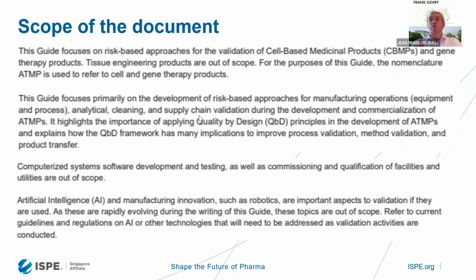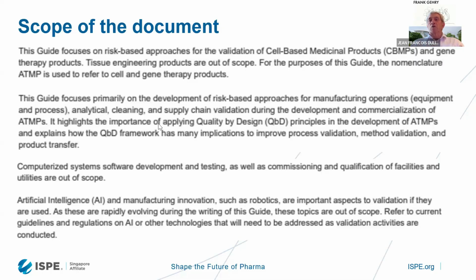So the scope of the document focuses on a risk-based approach. And now more and more everywhere, we are finding quality risk management based on cell-based medicinal products. We also address tissue engineering products, which are out of scope. For the purpose of this guide, the nomenclature of ATMP is used to refer to cell and gene therapy products, as I said earlier.